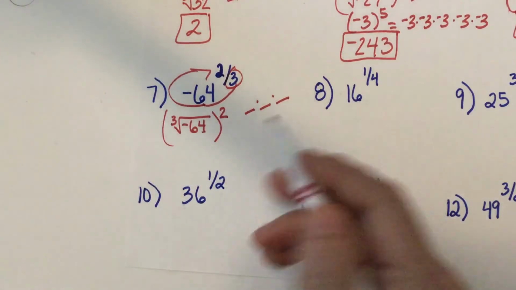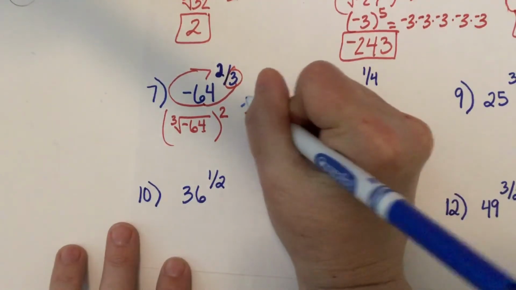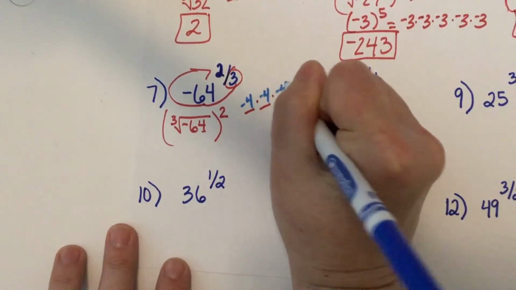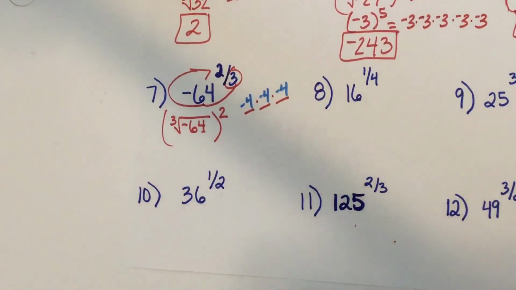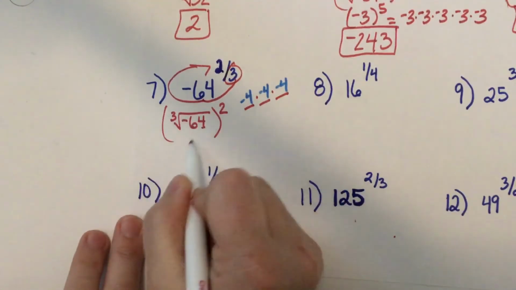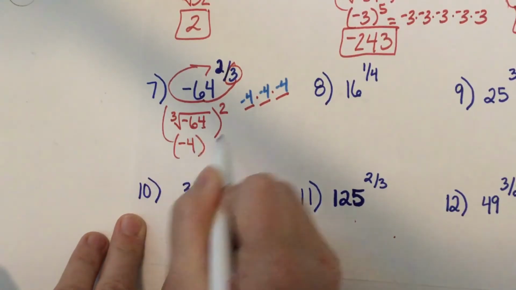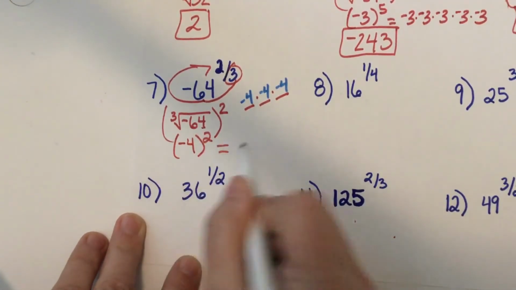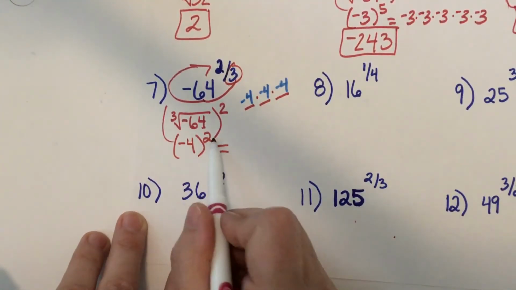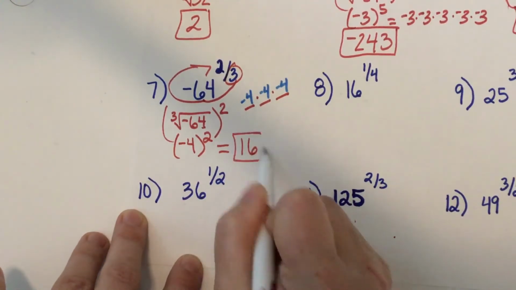There it is. Because negative 4 times negative 4 times negative 4 makes negative 64, the cubed root of negative 64 is negative 4. And then I want to raise that to the 2nd power. What's negative 4 times negative 4? 16. And that's my answer.